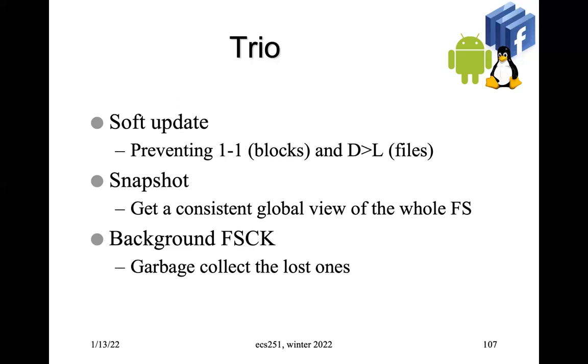This is the relationship between these three things, why they have to work together as a team to make sure we have a file system that's fast, that can sustain any kind of crash, and that will eventually recover all the resources lost in this process. So that's the trio. Now we're going to focus on the first one: soft update, how do I prevent 1-1 and D greater than L?